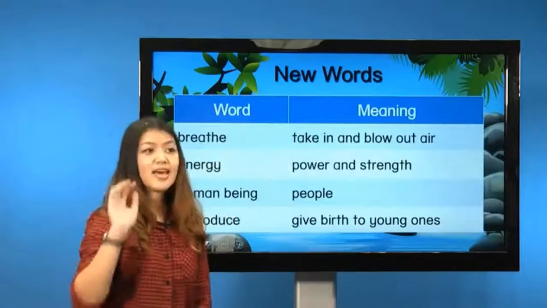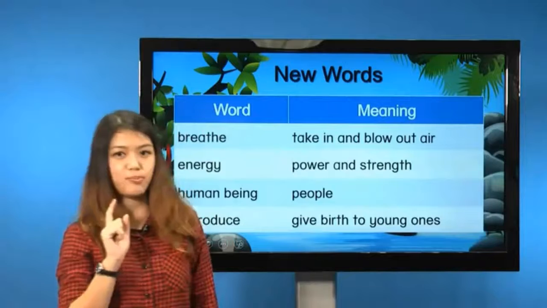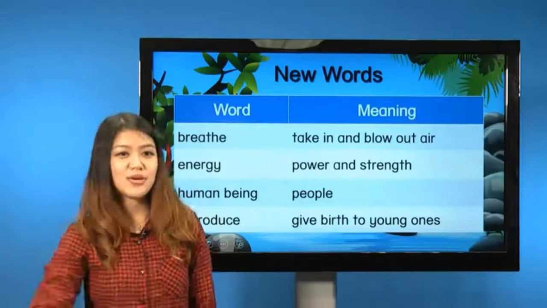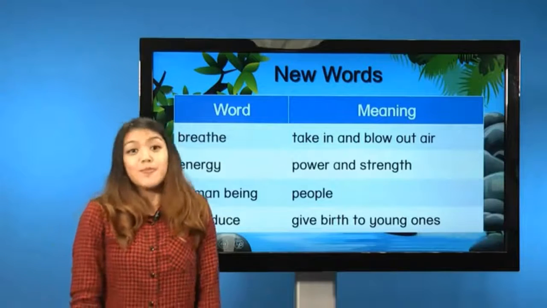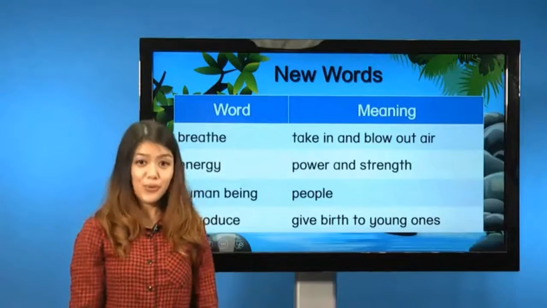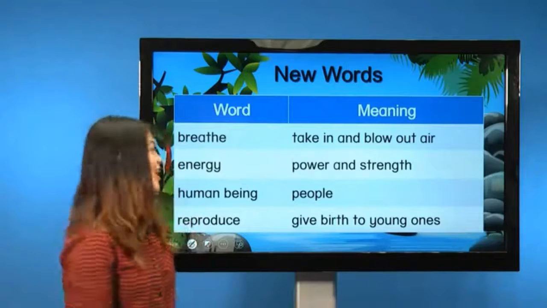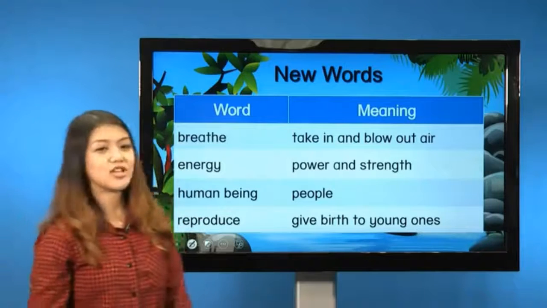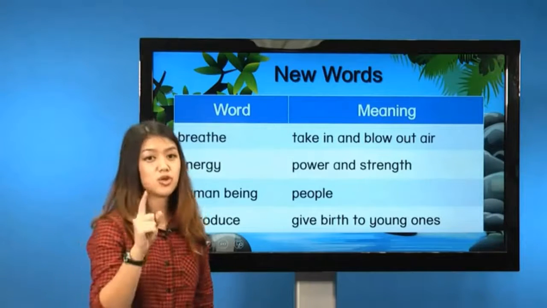Breathe means take in and blow out air. Let me show you how. Take in, blow out air. That is how we breathe. The second one is energy. Energy means power and strength.